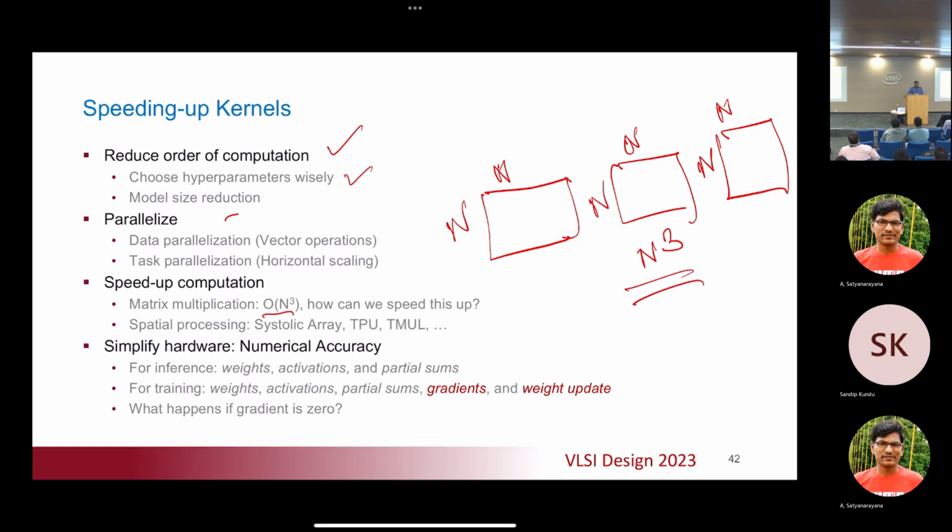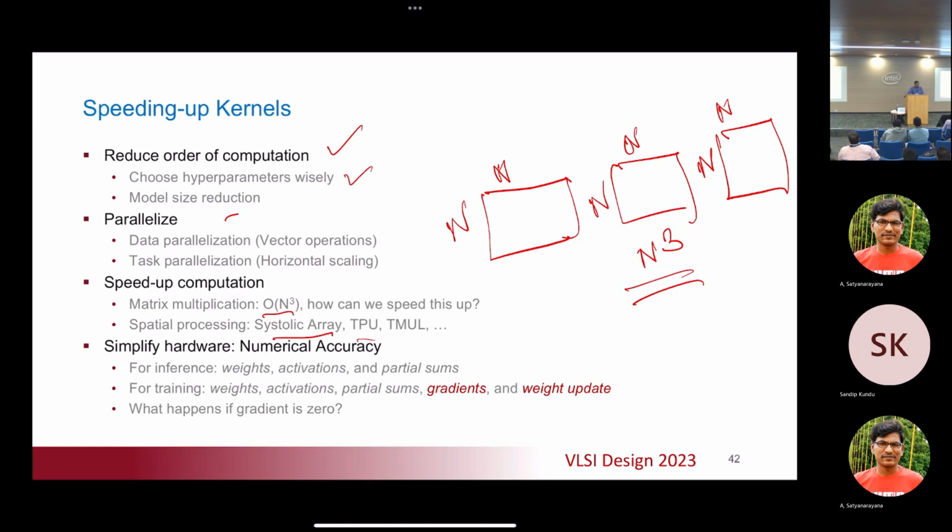So basically in TPU, what they do is you take the basic convolution operation, and the basic convolution operation can be transformed into a matrix multiplication operation. And this matrix multiplication is accelerated using spatial processing like systolic array and so on.